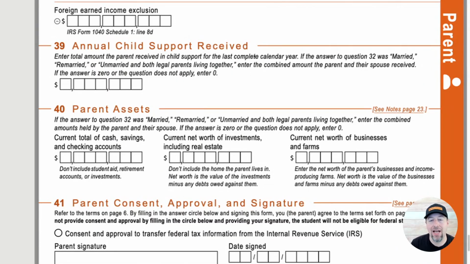I get this question a lot. Well, when my kid goes to college, they're not going to have any child support because they're over 18. But the year before, they did have child support. They know this. You still need to put that in there as an asset.